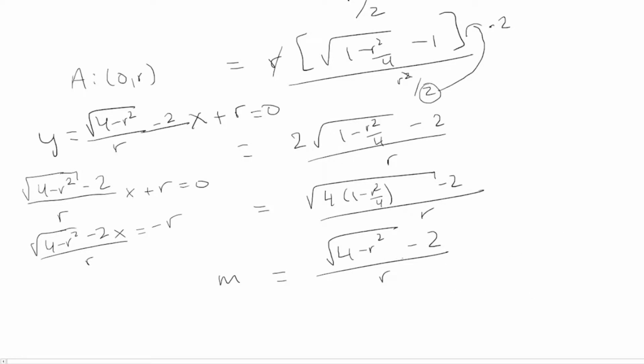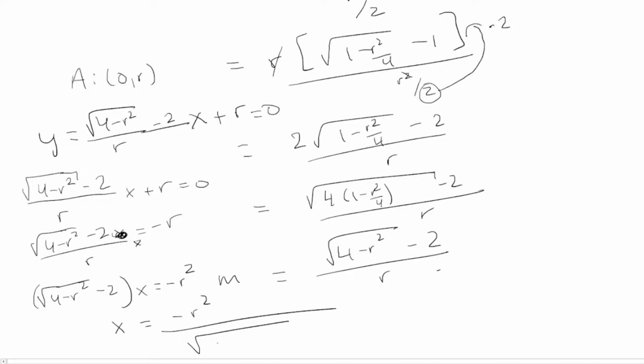And just to be clear, this x is multiplying this whole thing, so we'll put it over here. So it'll be the square root of 4 minus r² minus 2, that whole quantity times x, equals -r². So x will be -r² all over the square root of 4 minus r² minus 2. And this is where point C is going to be. Okay.